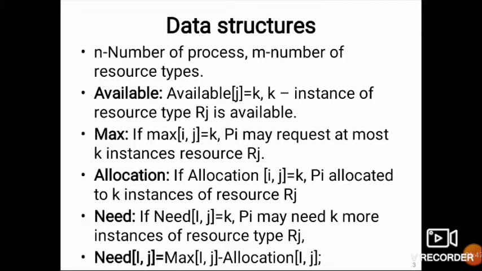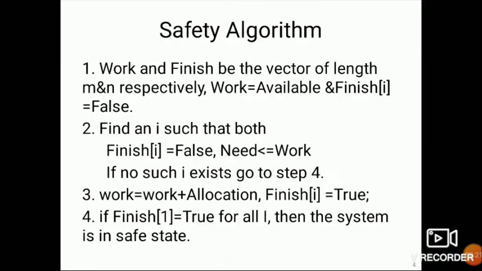Max: if max of i of j equals k, then process Pi may request at most k instances of resource Rj. Allocation: if allocation of i of j equals k, then process Pi is allocated k instances of resource Rj. Need: if need of i of j equals k, then process Pi may need k more instances of resource type Rj to finish its execution. Need is calculated using the formula max of i j minus allocation of i j.